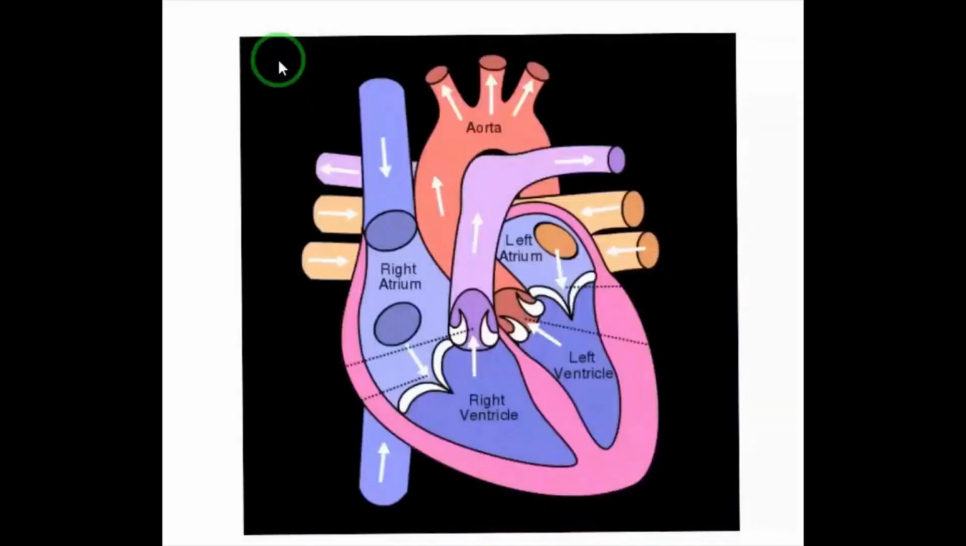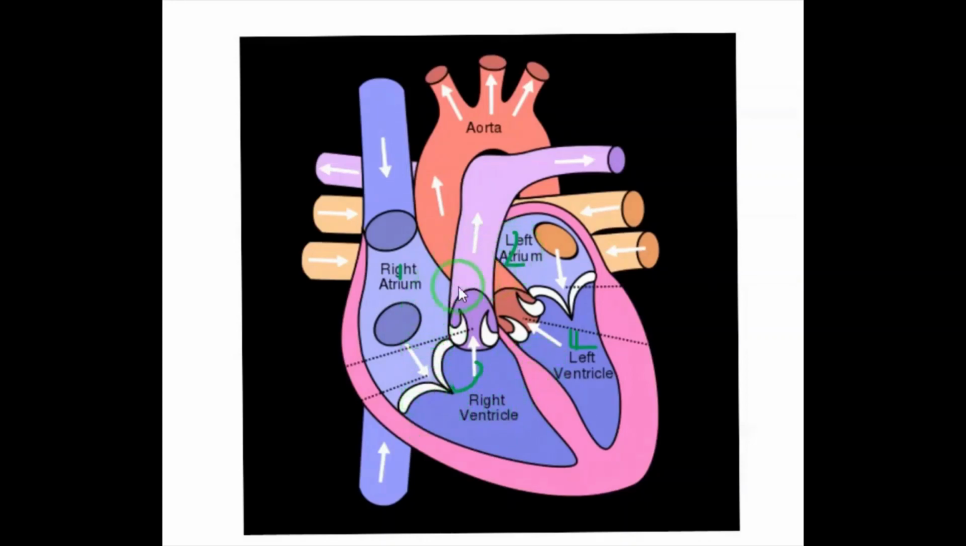Now let's see the structure of human heart. The human heart is four chambered. First chamber, second chamber, third chamber and the fourth chamber. Two auricles and two ventricles. This upper area is the auricle. Then lower area, that is ventricles.